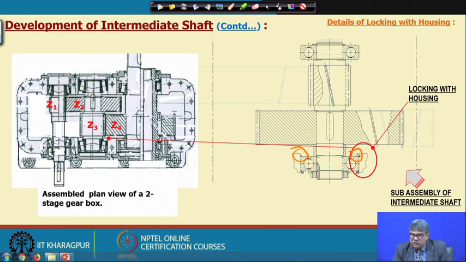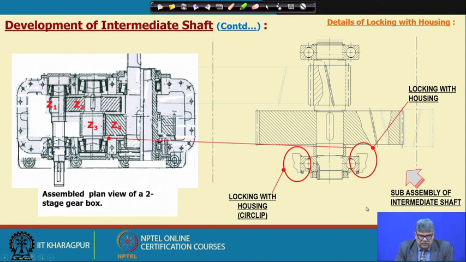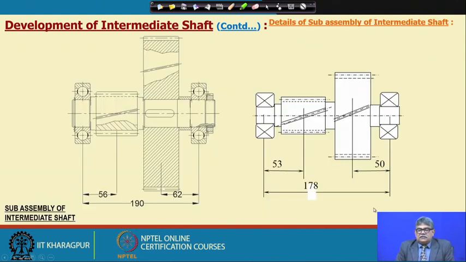As we need to lock with some material, we have kept some gap here, because we do not know what the actual surface of the housing is, but we can reduce this dimension further, maybe another 5-10 millimeter. Okay. So, this is an alternative arrangement of locking with the housing.